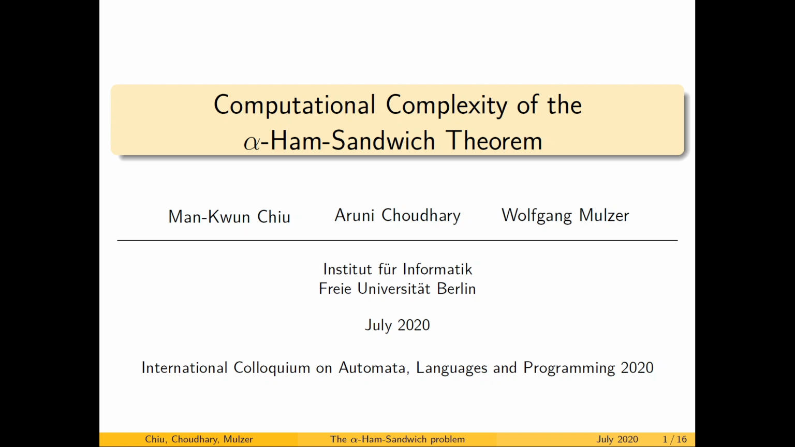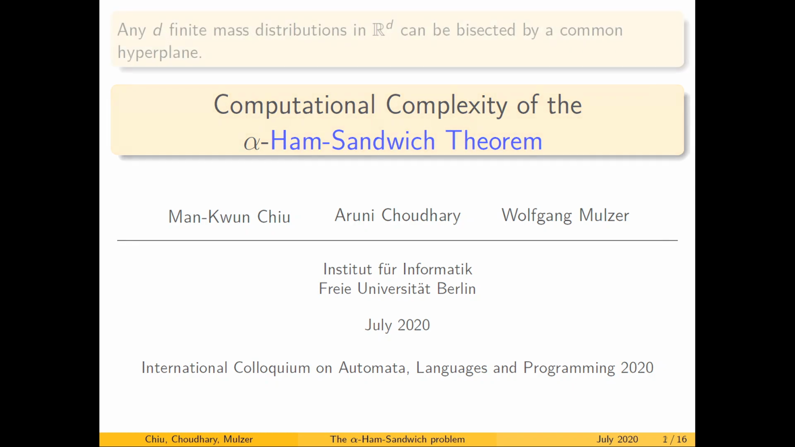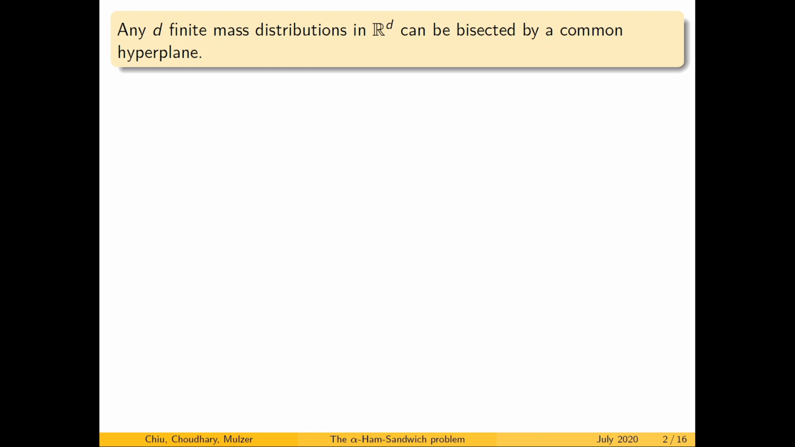Let us first recall what the classical ham sandwich theorem tells us. Let's say that in d-dimensional Euclidean space, we are given d finite masses. Then the theorem says that there is a hyperplane that bisects all of these masses simultaneously. As a simple example, we have two masses in the plane and the line shown divides the areas into half.